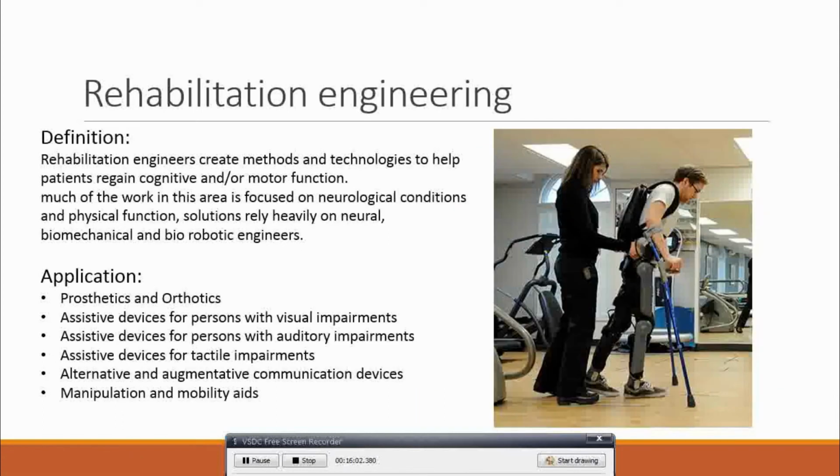Next important application yang orang kata is really what we call interesting is called rehabilitation engineering, right? So rehabilitation engineers create methods and technologies to help patients regain cognitive and motor function. Much of the work in this area focus on neurological condition, physical function. Solutions rely heavily on neural, biomechanical and biorobotic engineers.